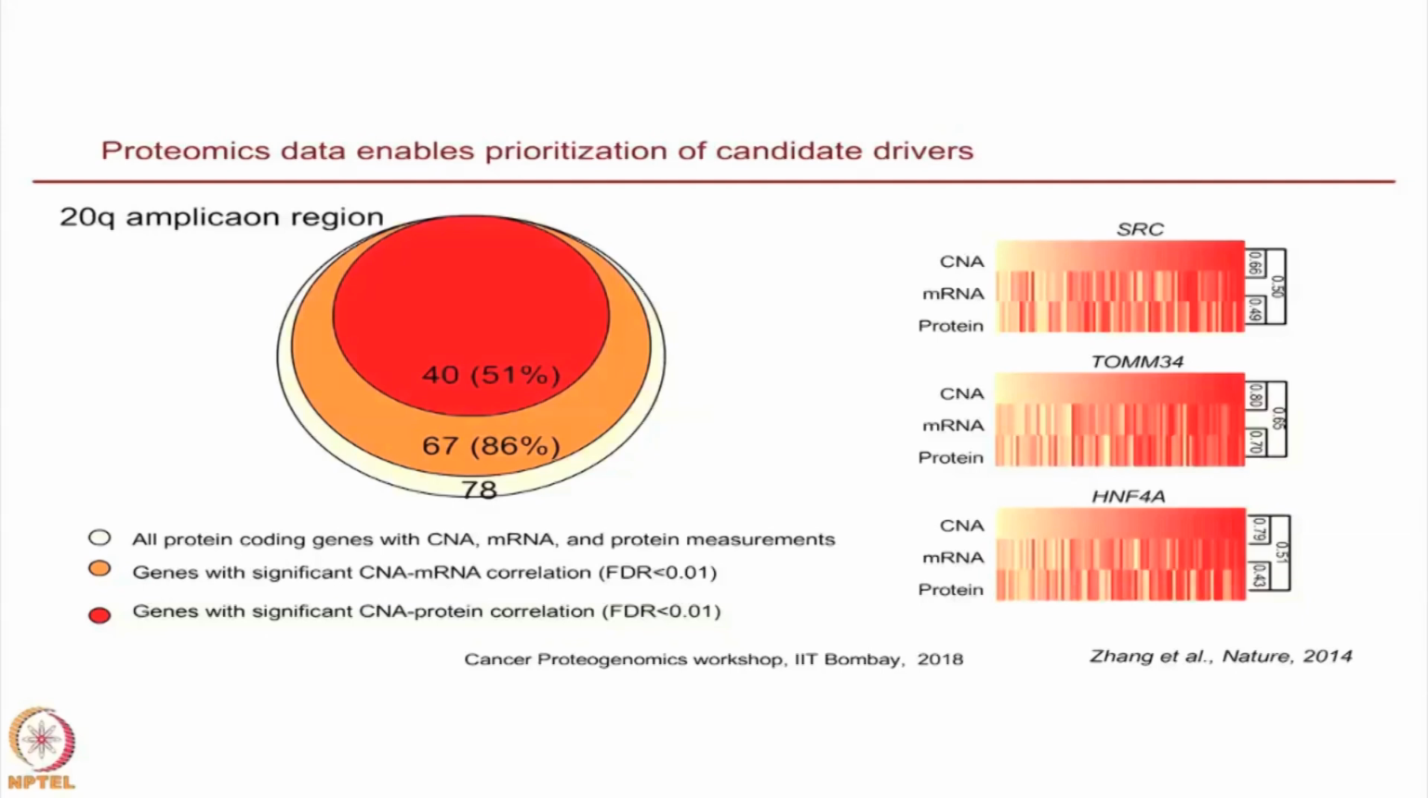So this helps us narrow down to the genes where the copy number will not only increase the mRNA level, but also increase the protein level. And these are the very likely cancer driver genes in the region. For example, through this approach, we were able to identify SRC, which is a very well established oncogene in colon cancer. And TOMM34 has also been reported, and we were able to identify a new candidate driver, HNF4A, which could be a new discovery to be tested in the future.